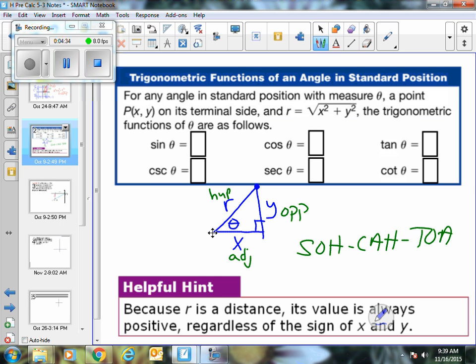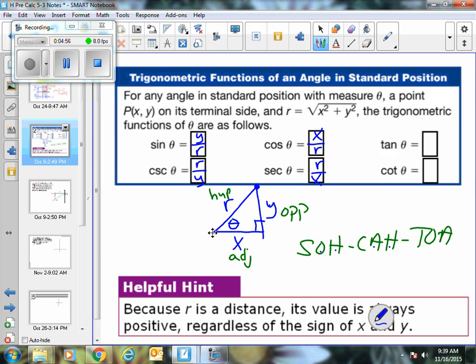So let's take a look and do that for sine. So the sine ratio is opposite over hypotenuse. So in our triangle, that would be y over r. So that means cosecant, because it's reciprocal, would be r over y. All right, cosine, it's adjacent over hypotenuse. So that would be x over r, which means for secant, we just flip, it would be r over x.